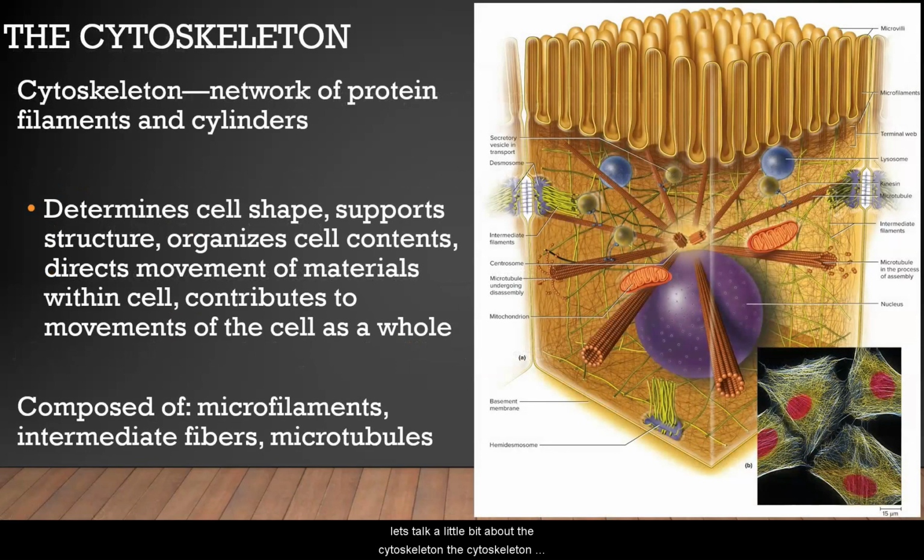Let's talk a little bit about the cytoskeleton. The cytoskeleton is a network of protein filaments and cylinders that give structure to the cell, determines the cell shape, supports structure, organizes the contents of the cell, directs movement of materials within the cell, contributes to movements of the cell as a whole. That's kind of what your skeleton does. This is just the cell skeleton. It's composed of 3 major structures: microfilaments, intermediate fibers, and microtubules.